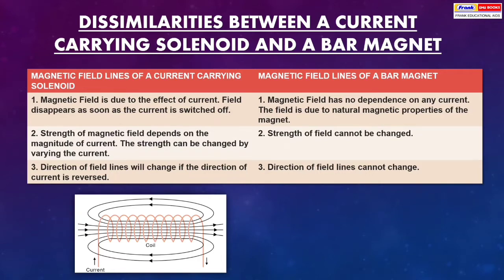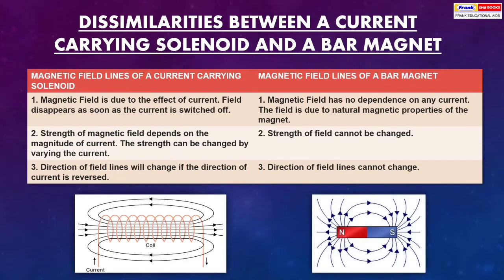Magnetic field lines of a bar magnet. The magnetic field has no dependence on any current. The field is due to the natural magnetic properties of the magnet. The strength of the field cannot be changed. The direction of field lines cannot be changed.